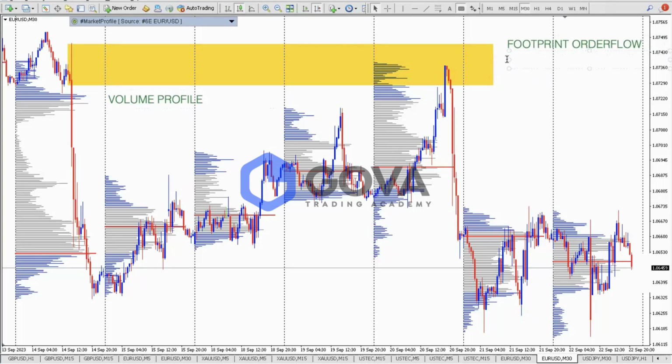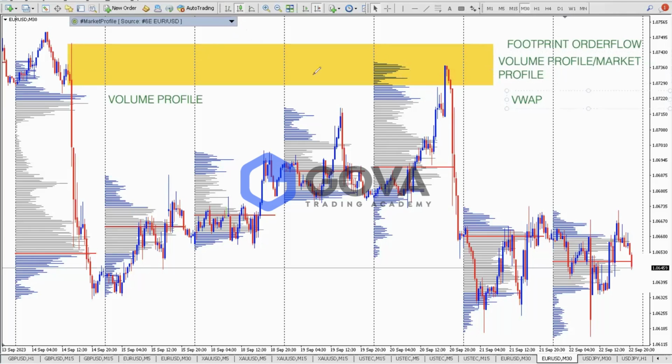Big banks usually use the volume profile, or it can also be the market profile. So big banks usually use the footprint order flow charts, they usually use the volume profile charts, and they usually use VWAP. VWAP is also known as the volume weighted average price.